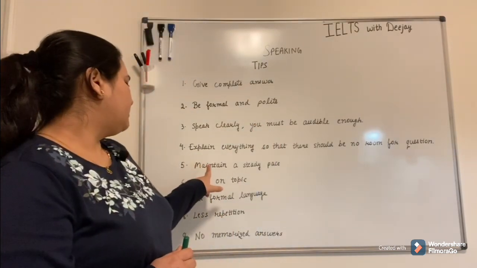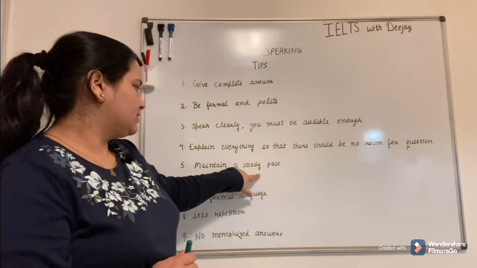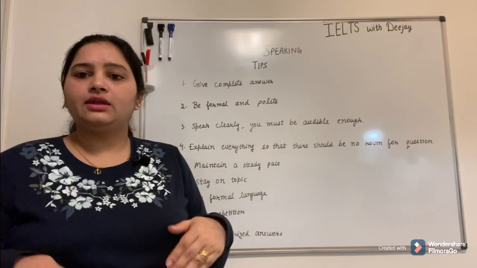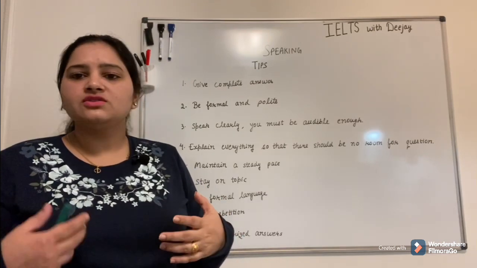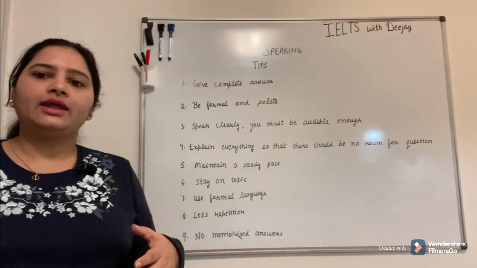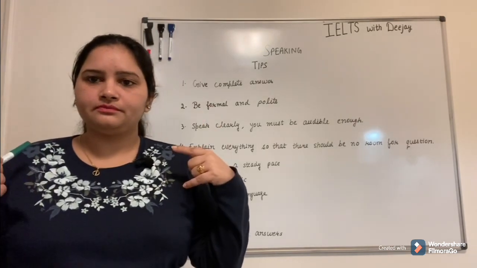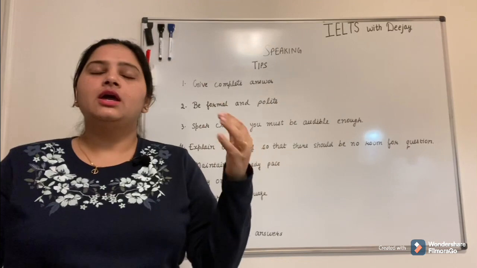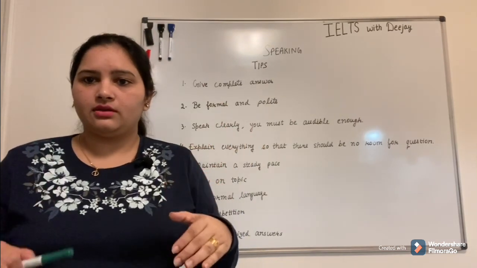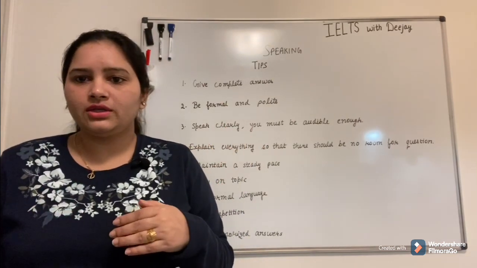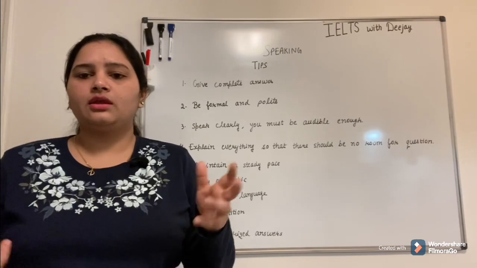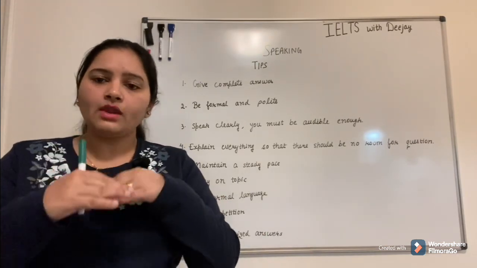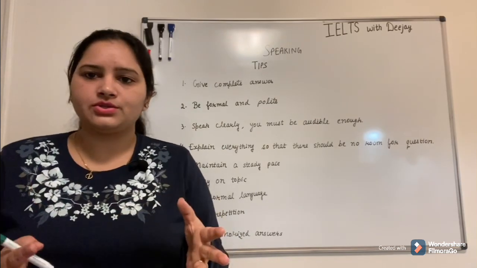The fifth tip is to maintain a steady pace. Your speed should be one that you can easily maintain. Do not speak so fast because you will not get time to think. When you are speaking slowly, you can think while you are speaking. Do not speak very slowly either, because it seems that you are thinking a lot and not speaking. So you have to maintain a pace that looks natural.